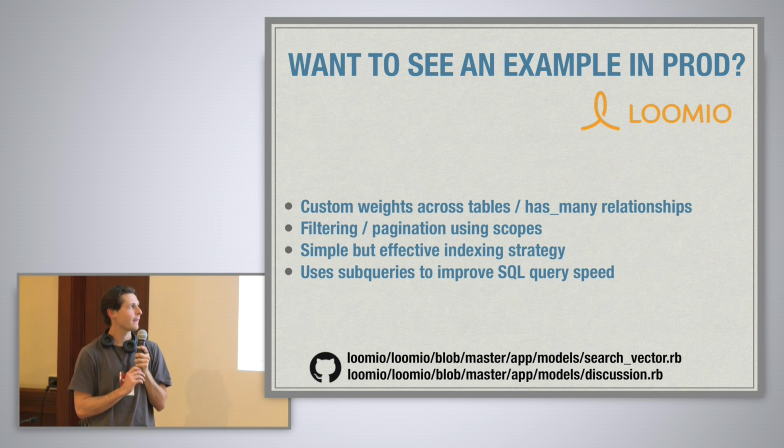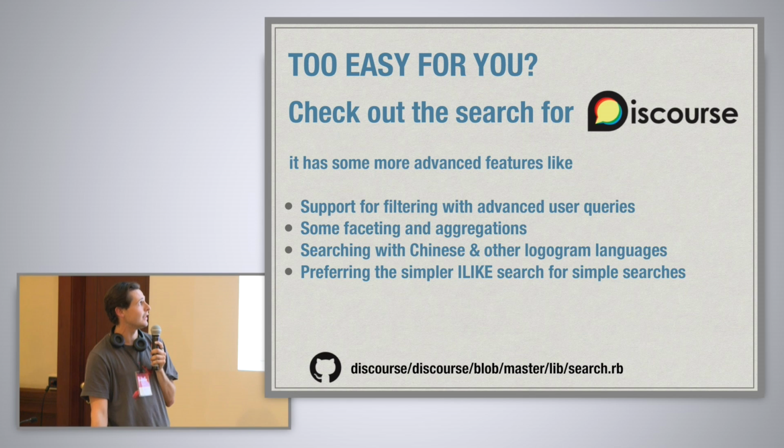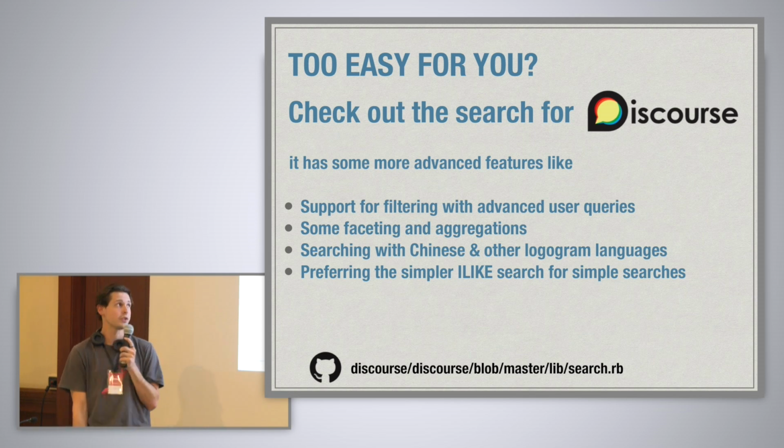On our app, which may be quite different from your app, we're seeing search queries take about 57 milliseconds per query. And on the indexing side, when we index our search records, it takes an average of 27 milliseconds. So this is quite good for production. If you're into a really, really hairy search implementation, which is very advanced and nice, take a look at Discourse's search implementation. They've got lots of cool support for things like advanced user queries, faceting and aggregations. They can search in Chinese, and they actually default to the simpler search when they need it. So there's lots of cool stuff in there for advanced features if you're looking to expand.